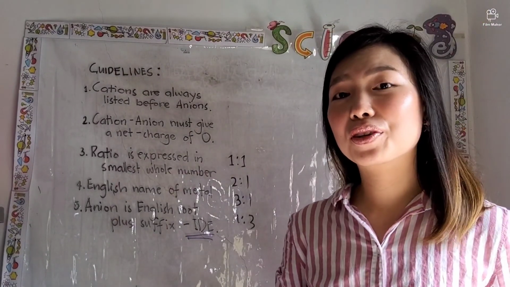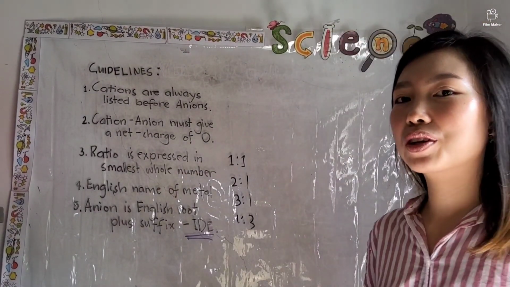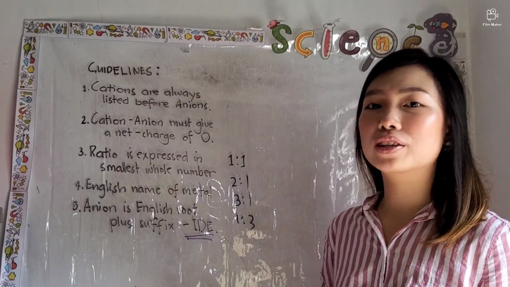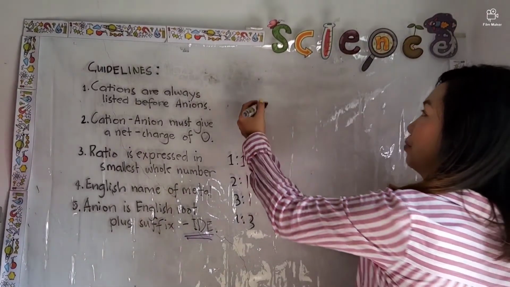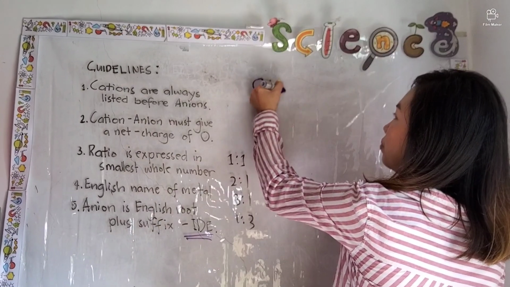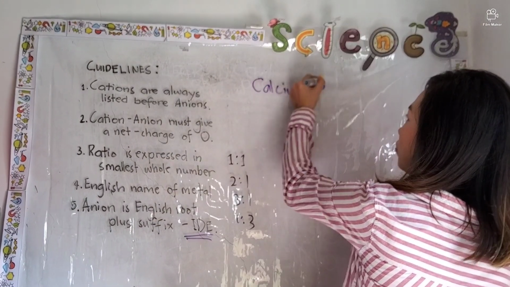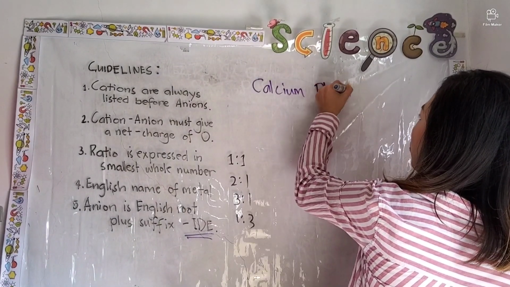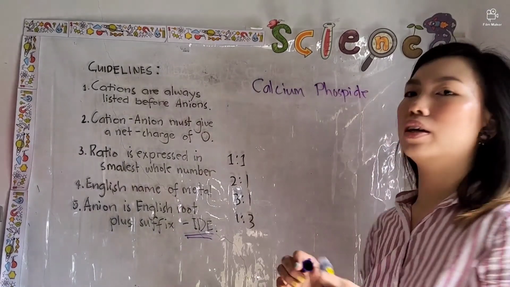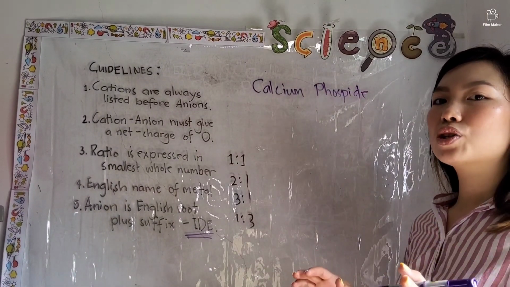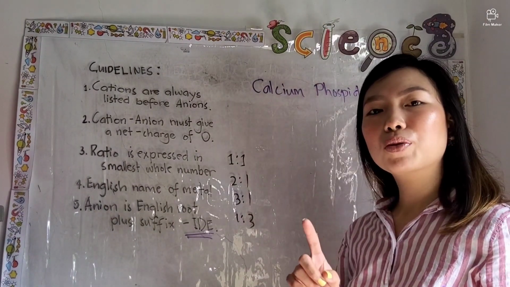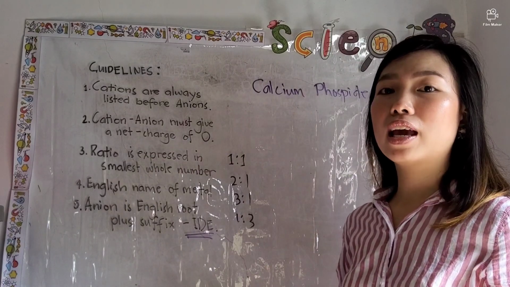So, let us have another example. Example, you are to give the chemical formula for the calcium phosphide. So, we have calcium, and then phosphide. Now, the calcium phosphide, the first thing that you have to do is to give the symbol of the element.